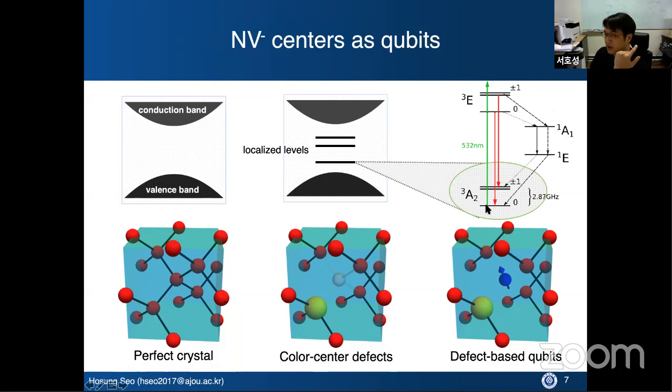And then this NV center has a ground state, which has a triplet spin state. Then you can use conventional electron paramagnetic resonance techniques to manipulate this spin state. And amazingly, this is why the NV center has become really popular: it has a really long coherence time, about a millisecond at room temperature. So it is a quantum system operating at room temperature with a long coherence time.